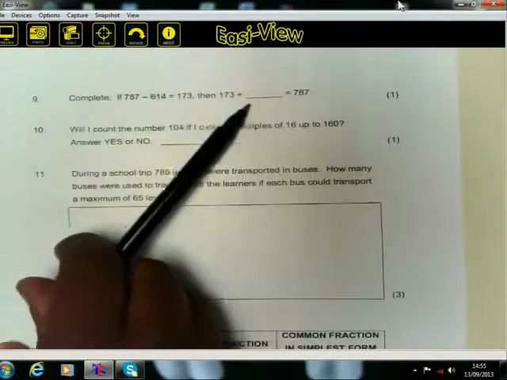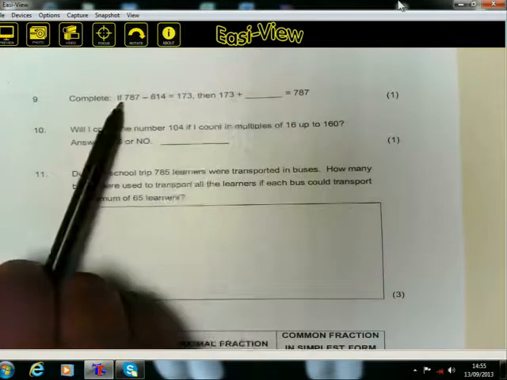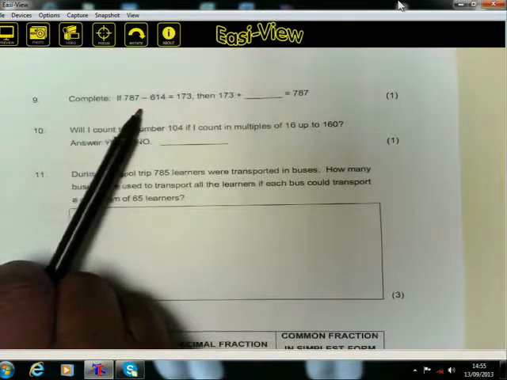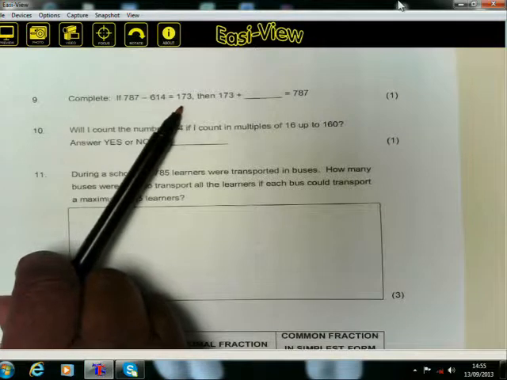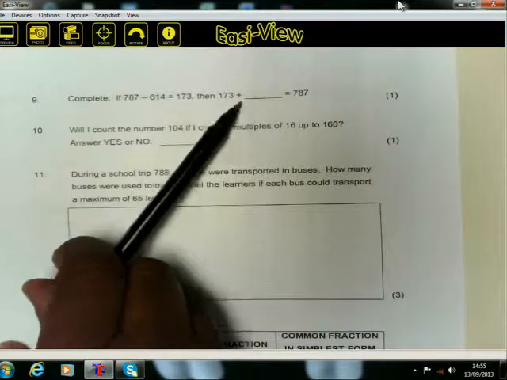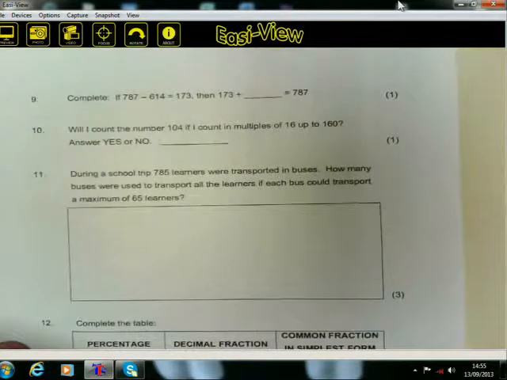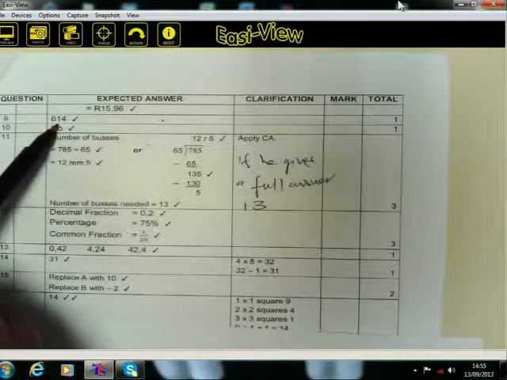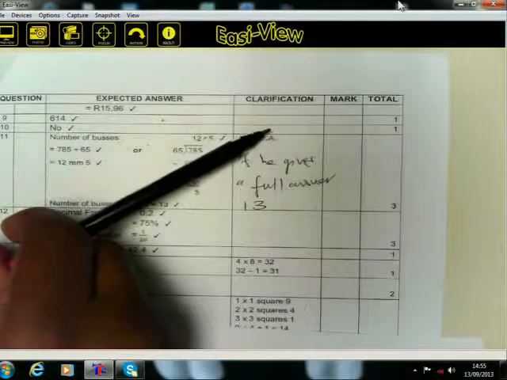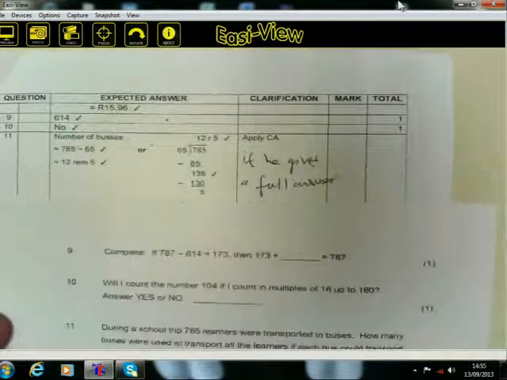Complete if 787 minus 614 is equal to 173. Then 173 plus blank is equal to 787. The memo there, question 9, is 614, no clarification there. Then let's come to number 10.